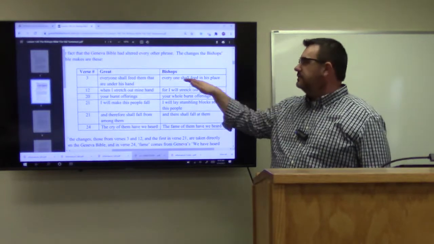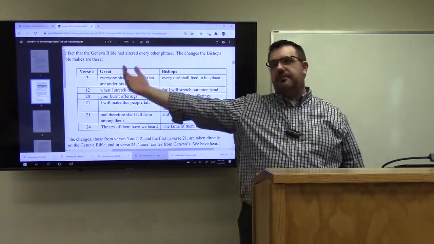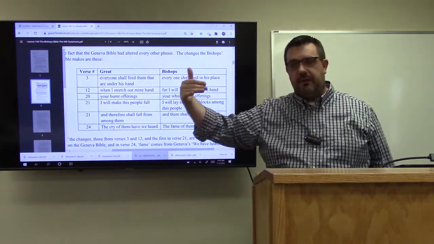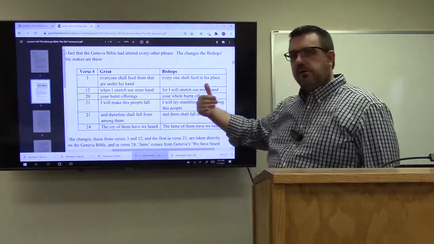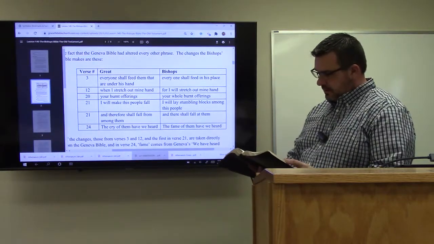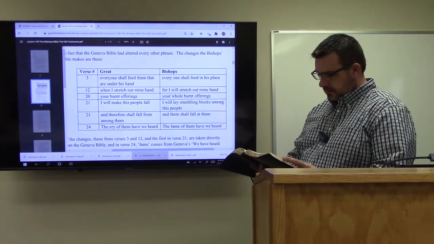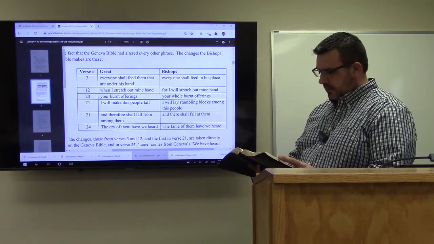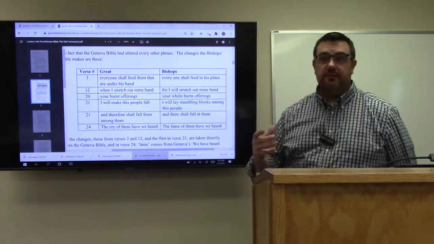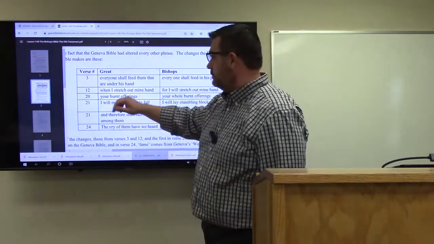And then does the Bishop's text end up in the King James? Yeah. Does everybody follow that? Did I say that wrong? Well, they didn't put every one. Oh, well, I guess it's switched around. Yeah, they put shall feed in front of everyone. Yeah. So it's not identical then. There's a slight change.